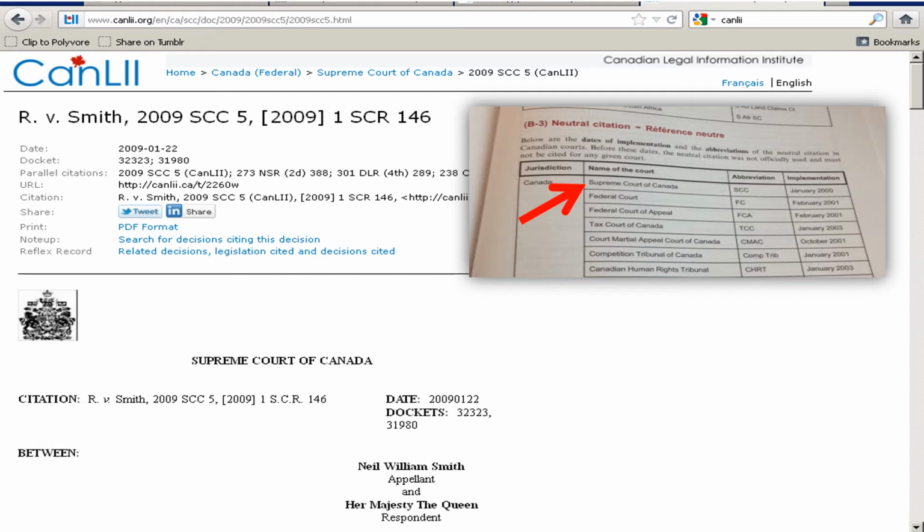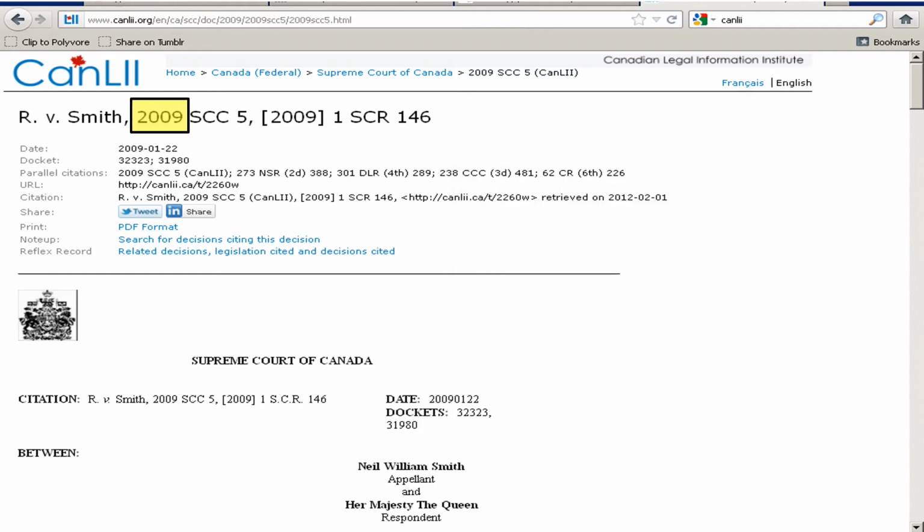citation. The Canadian Citation Committee has a website that lists the implementation dates for the neutral citation standard in Canadian tribunals. Finally, there are some hints in the citation itself that tell us it is a neutral citation. There are no brackets separating the year and there are no periods in the tribunal identifier abbreviation.